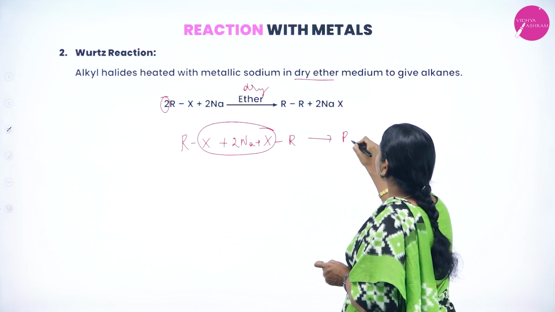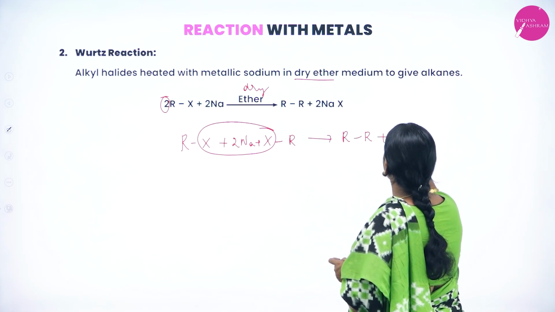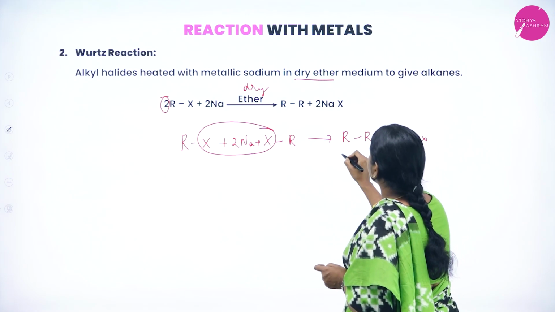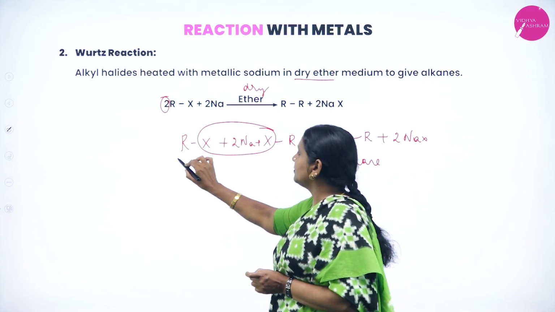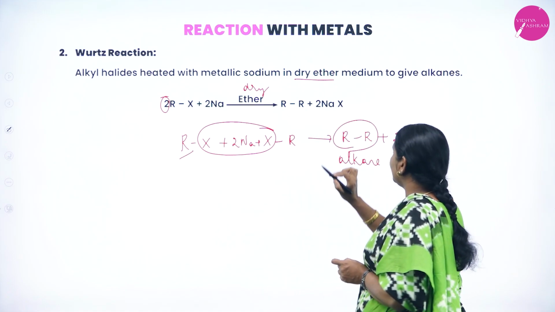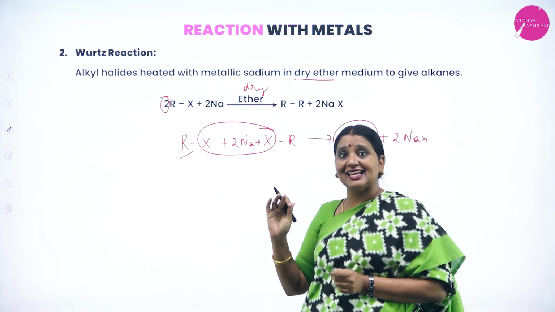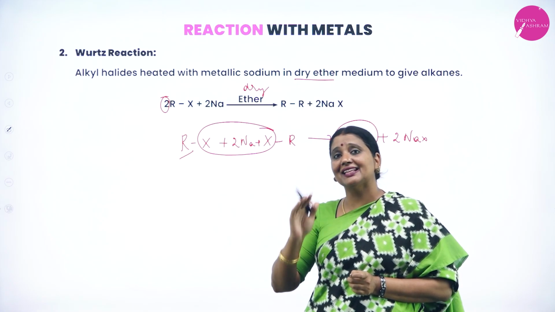Therefore, it will become R-R plus 2NaX. So what is the product formed? Alkane. If here it is 1 R, it will become double R. Therefore, the product alkane has a root word that is double that of the reactant.